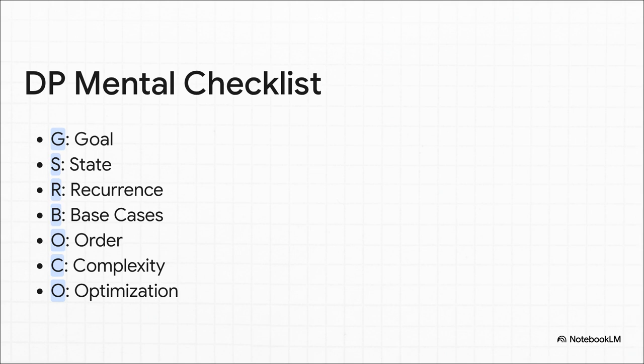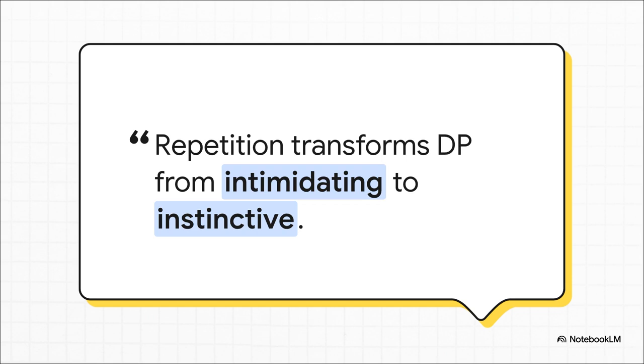Before you even write a line of code, just ask yourself, what's the goal? What's the state? The recurrence, the base cases, the order, and then think about complexity. And finally, can I optimize this? Think of it as your pre-flight checklist for every DP problem. And really, that's the secret. It's not magic. It's just like any other complex skill, whether it's playing guitar or learning a new language. It's all about repetition. The more problems you tackle with a structured approach, the more you'll start to see the patterns, and the whole process will just become instinctive.